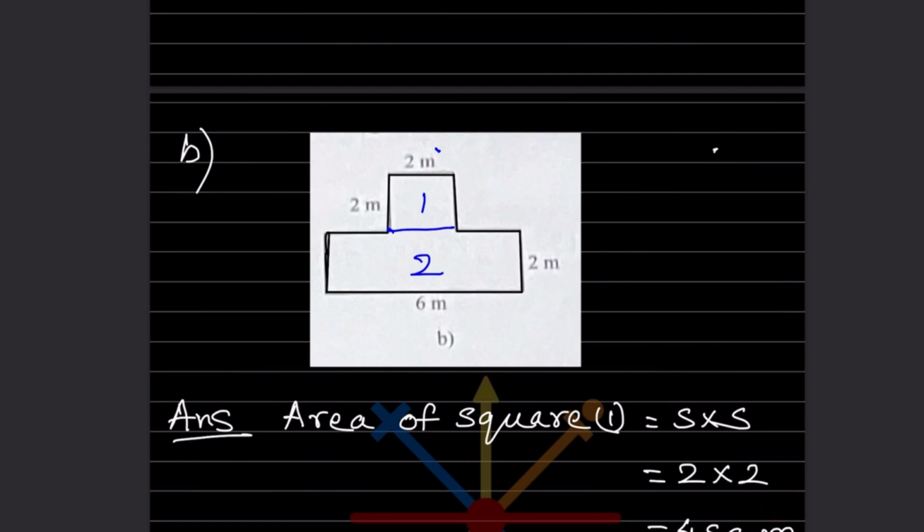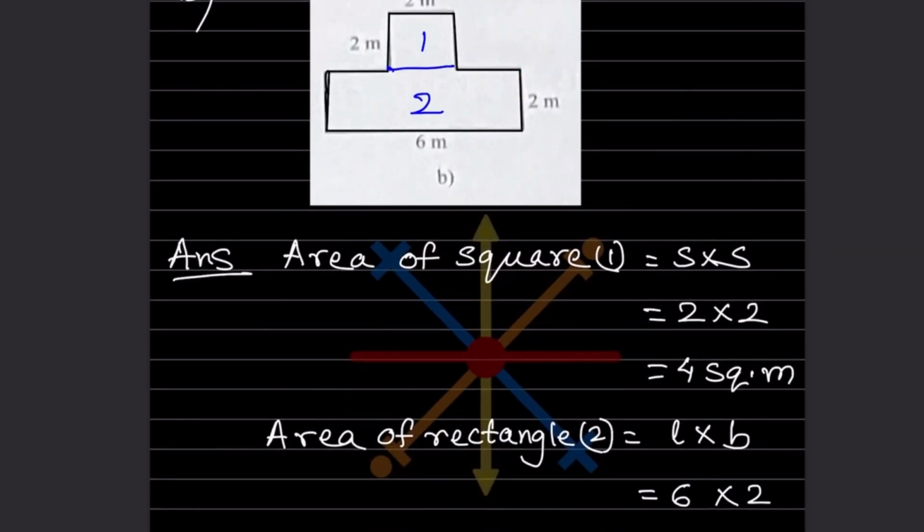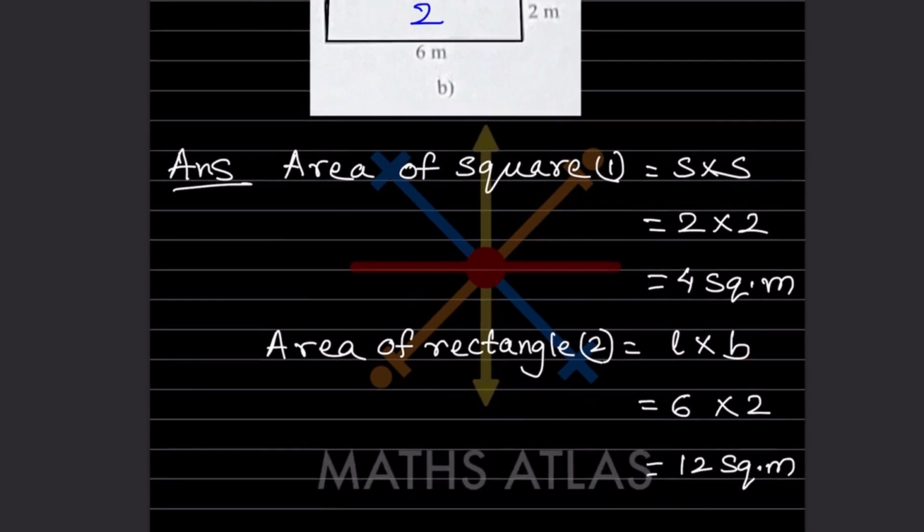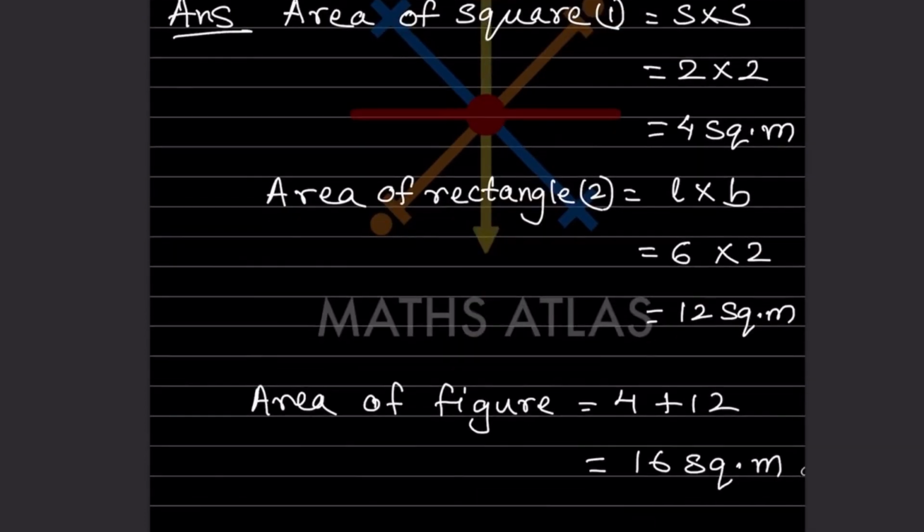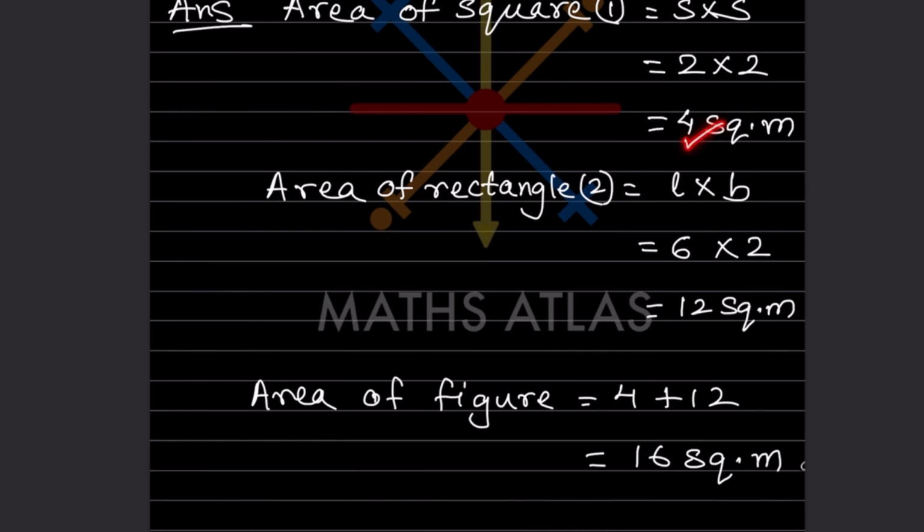And now what are you going to do for this 2? This is a rectangle. So what are you going to do? Area of rectangle, and this 2. And what is it? This is 6 and this is 2. So 6 into 2, length is 6 and breadth is 2, that is 12. So we want the area of the figure. Area of figure means you are going to add this plus this. That is going to be 16 square meter.